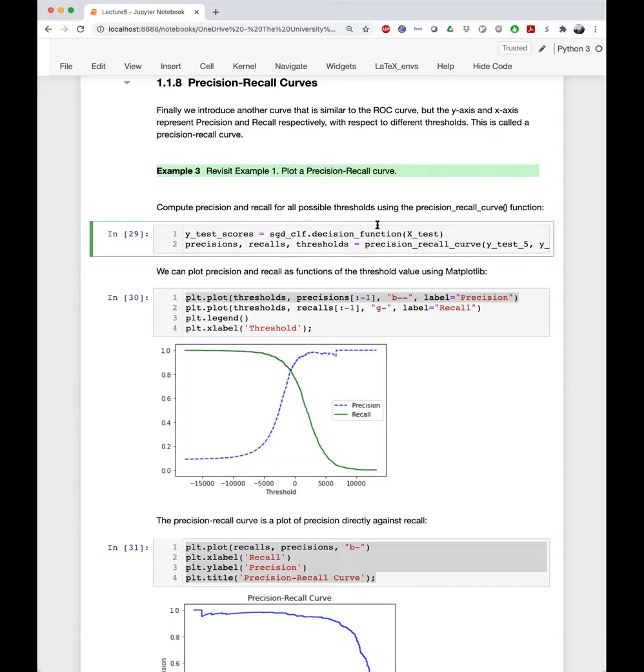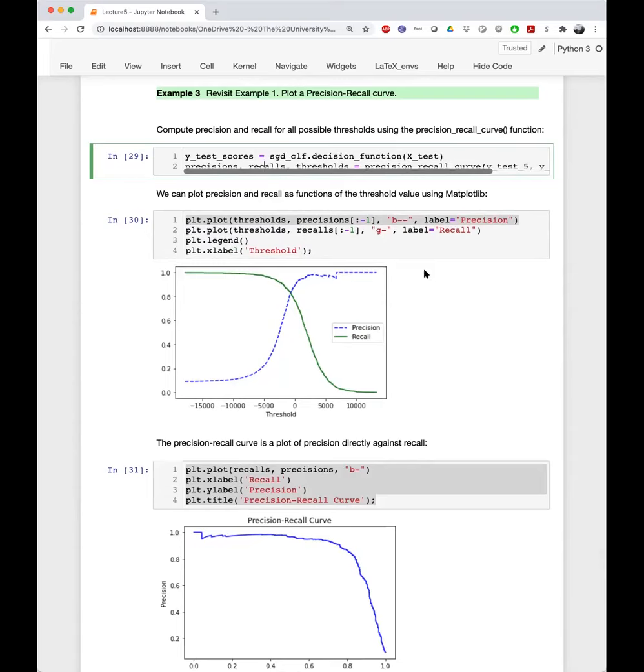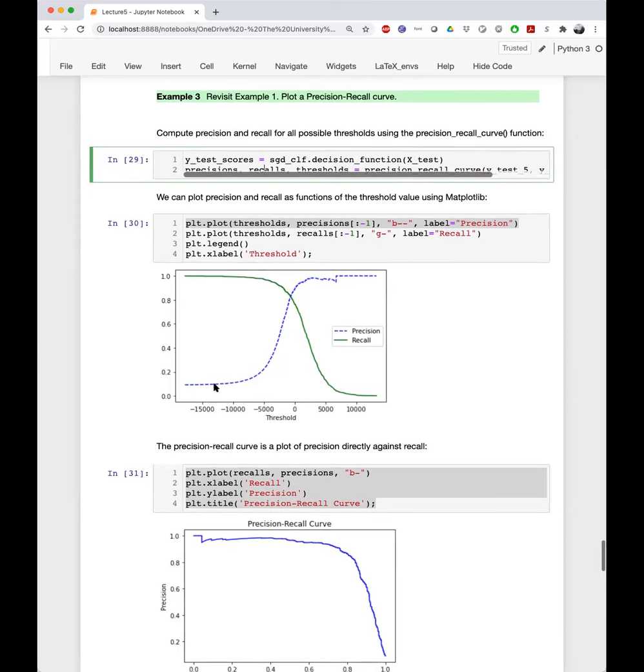So that's why we need to first get the scores, and based on the scores and the true labels, similar to the ROC curve, we can call the precision recall curve, imported from the same package. It gives us three things, similar to ROC. For ROC, we get FPR, TPR, and thresholds. Here we get precision, recall, and thresholds. Then we make a plot of the precision only against the thresholds. So we can see the blue line here, the precision against the thresholds.